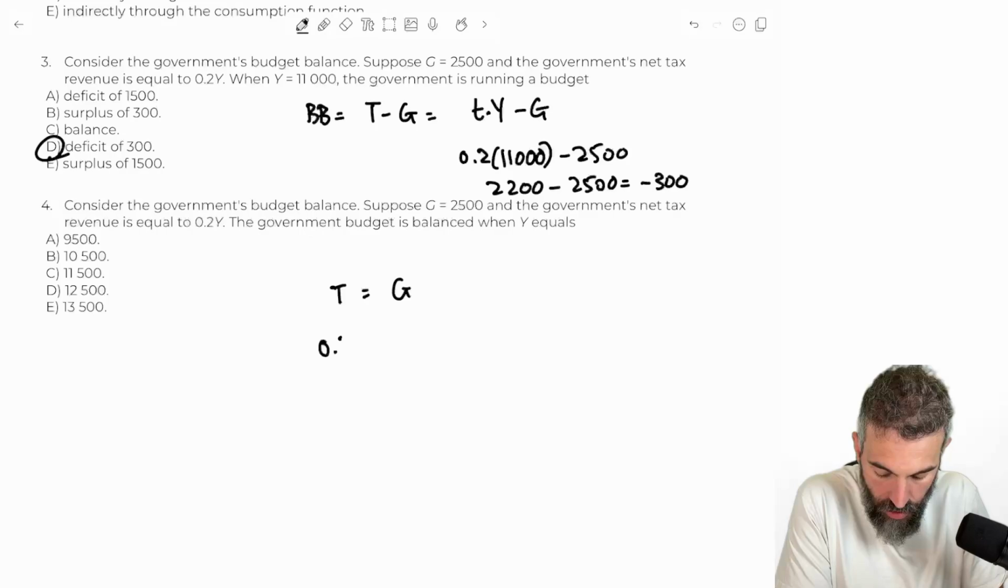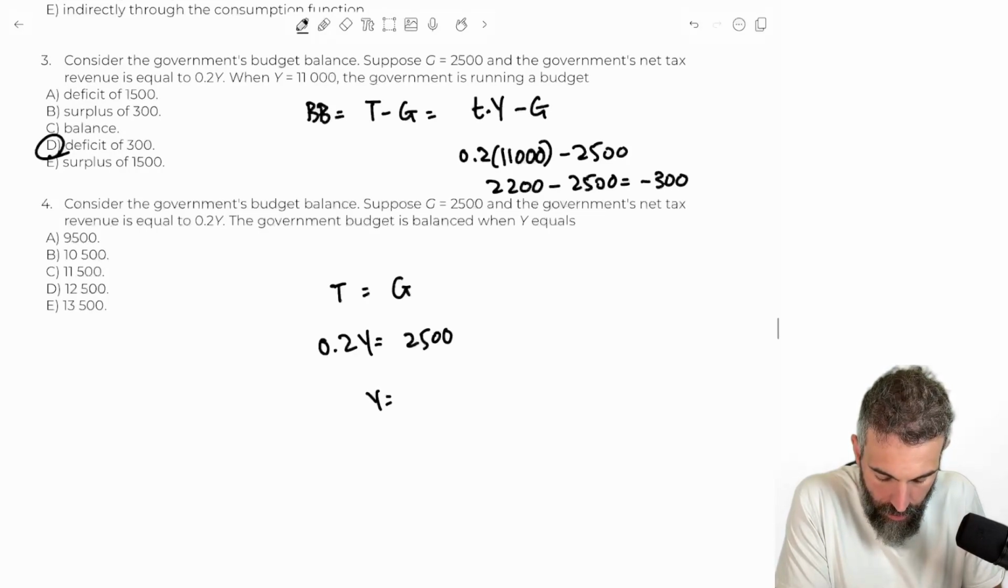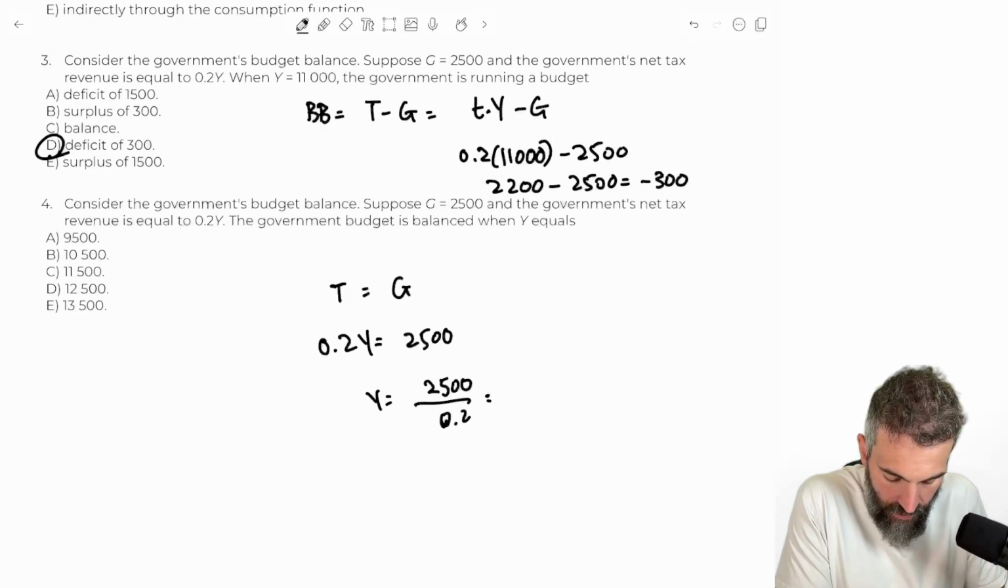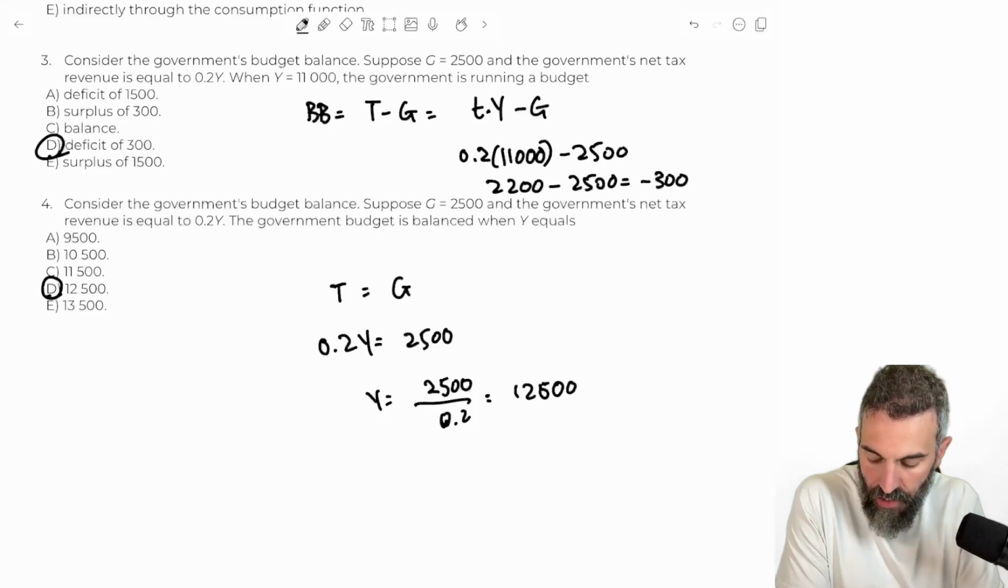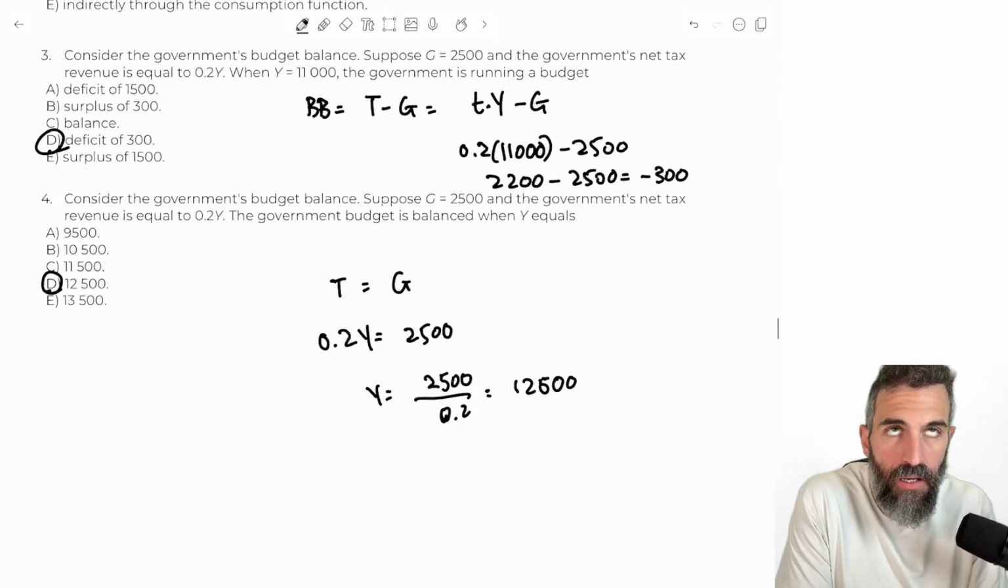So we're going to just solve for Y. 2,500 divided by 0.2, which is 12,500. So at a national income level of 12,500, the government would have a balanced budget.